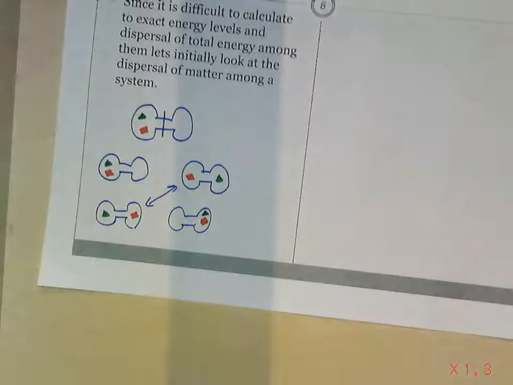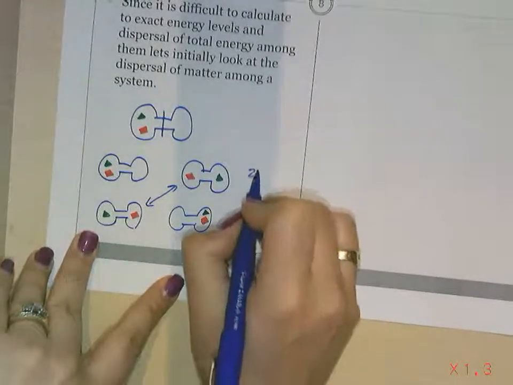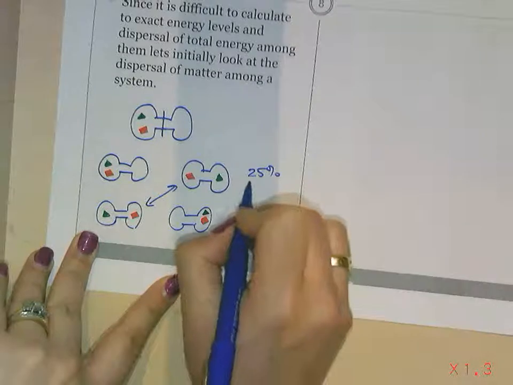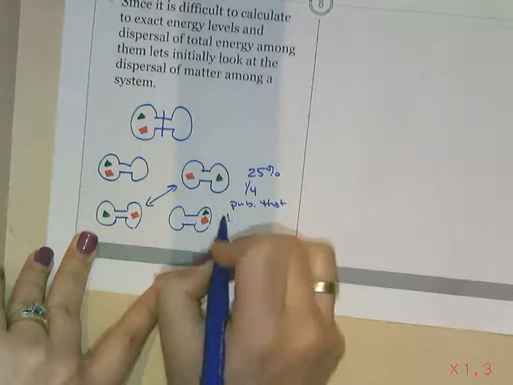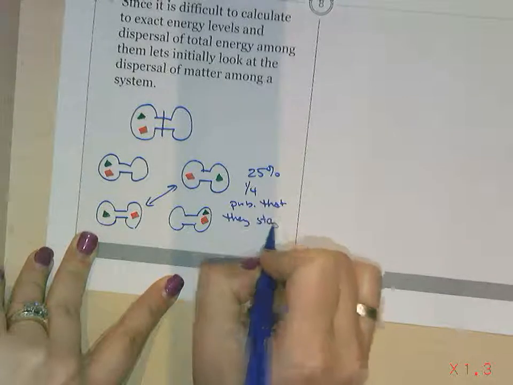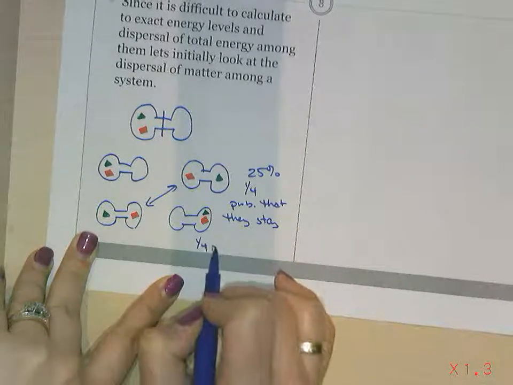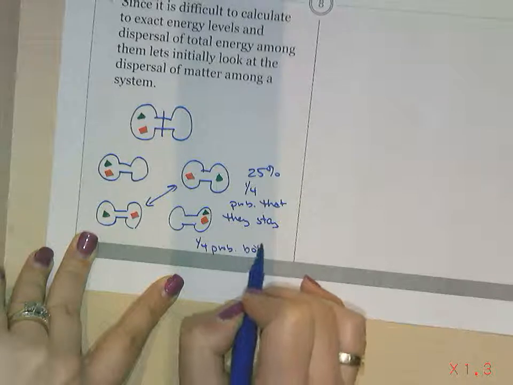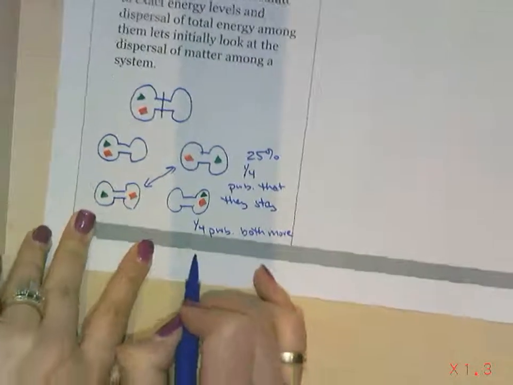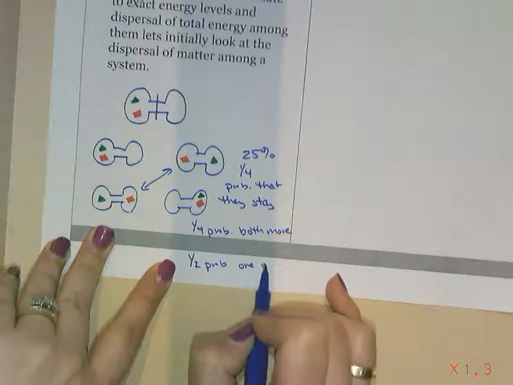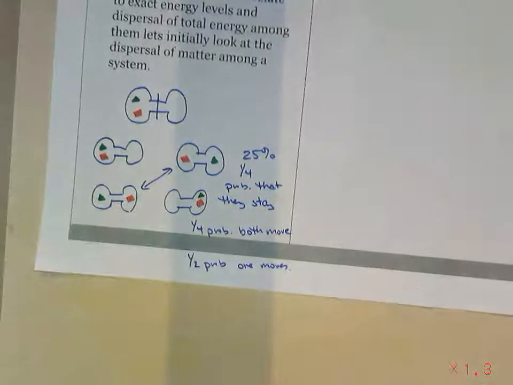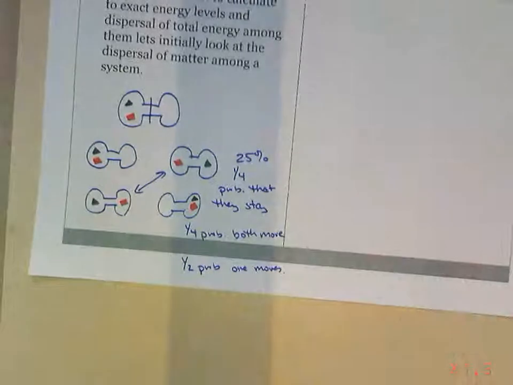So 25% or 1/4 probability that they stay. 1/4 probability both move. And 1/2 probability one moves. Good. Everyone feel confident in the fractions? Ready to take up one level of challenge?